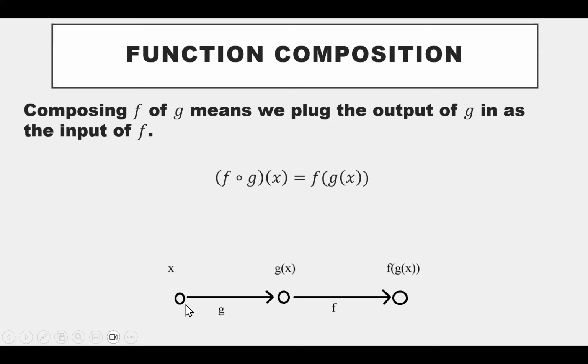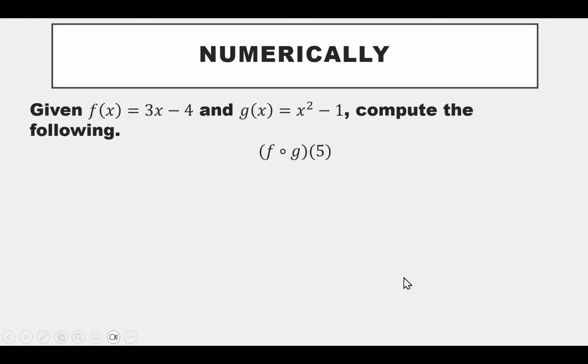So essentially what's happening is that the input of x, we apply g to that, we get an output of g of x, and then whatever we get out, we plug in to f. That becomes f of g of x.